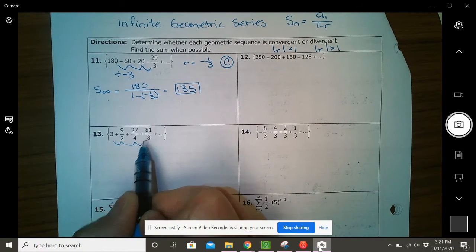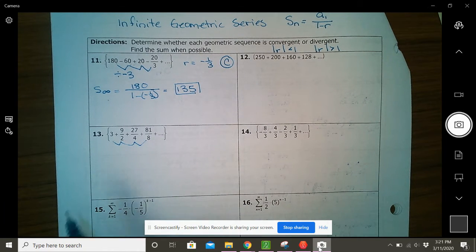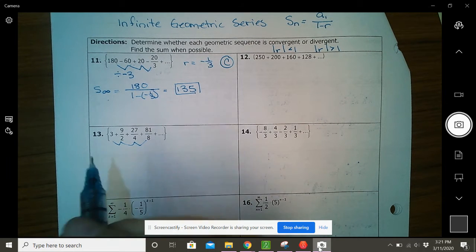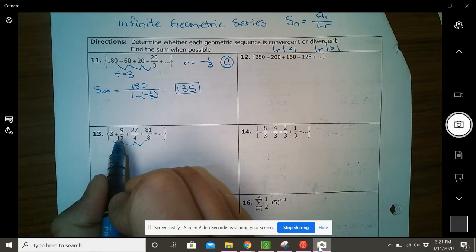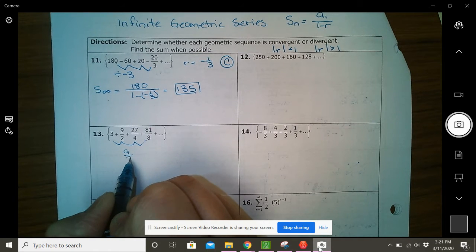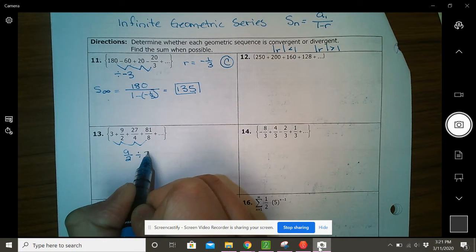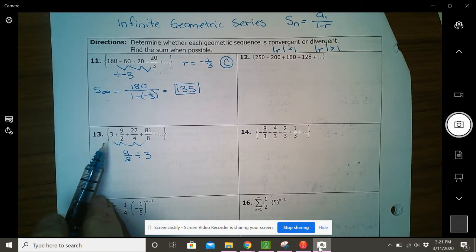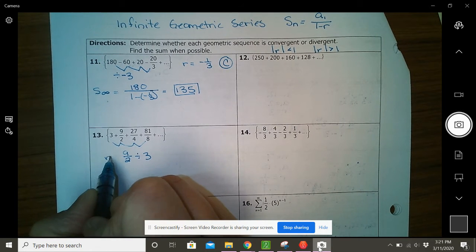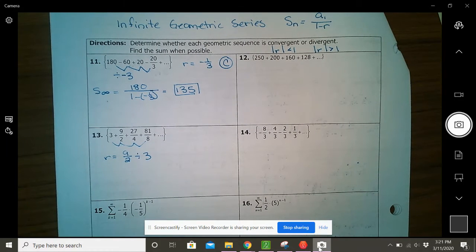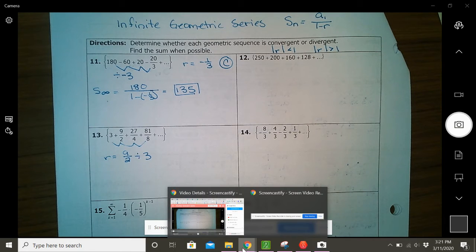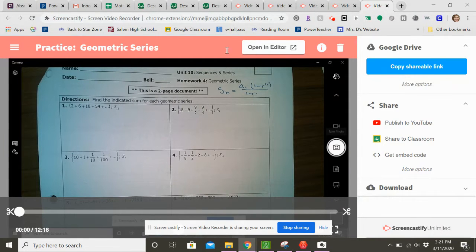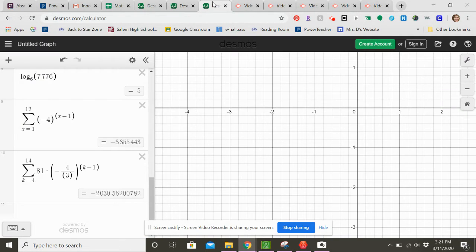What is happening from one to the next here? These are a little bit more difficult because they're fractions. So something that you can do is you can just take any term and divide it by the term before that, and that'll get you your r value. So if you need to do that over in Desmos, go right ahead. This might not be something that's like the simple math that we're used to doing in our head.